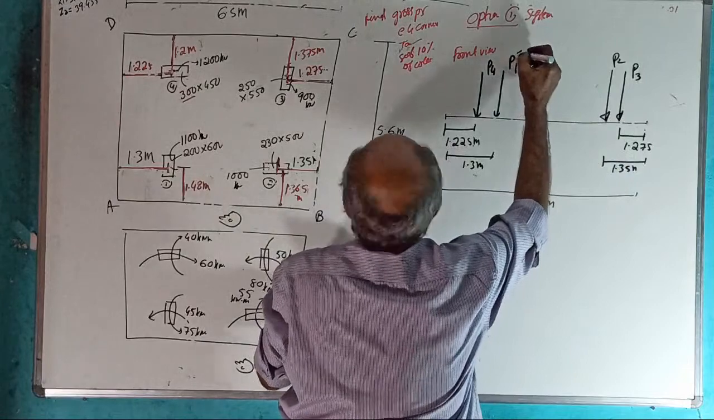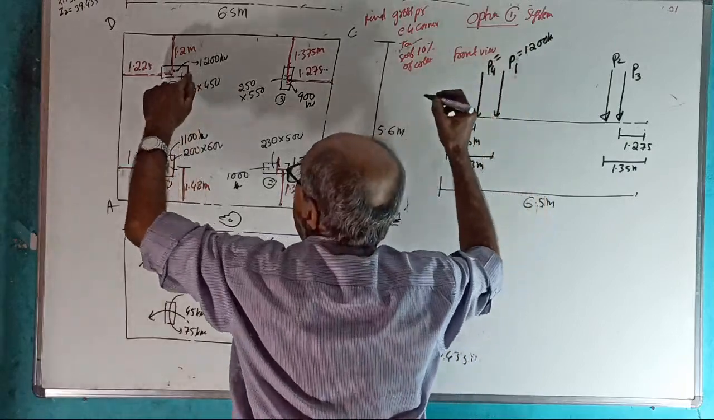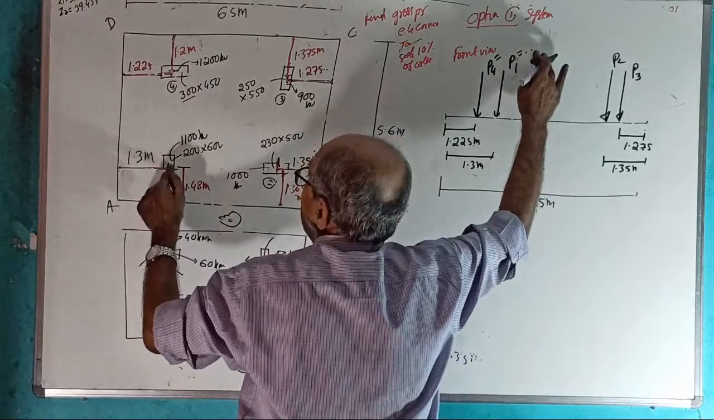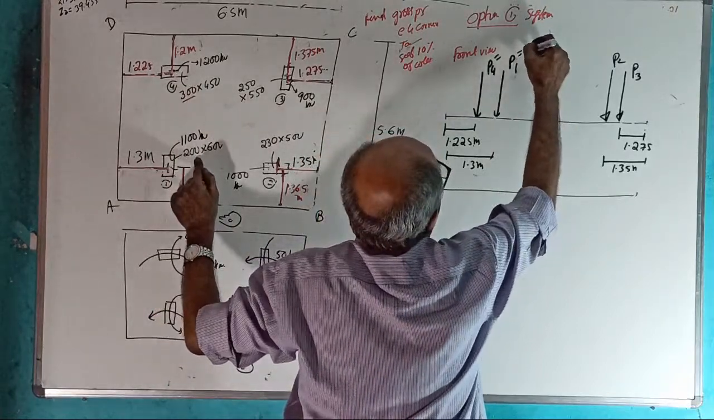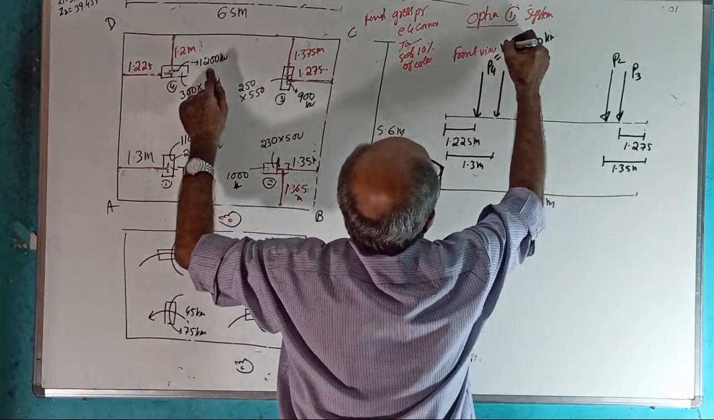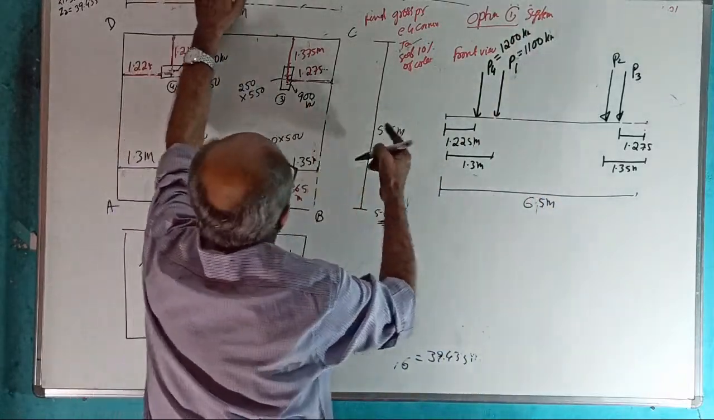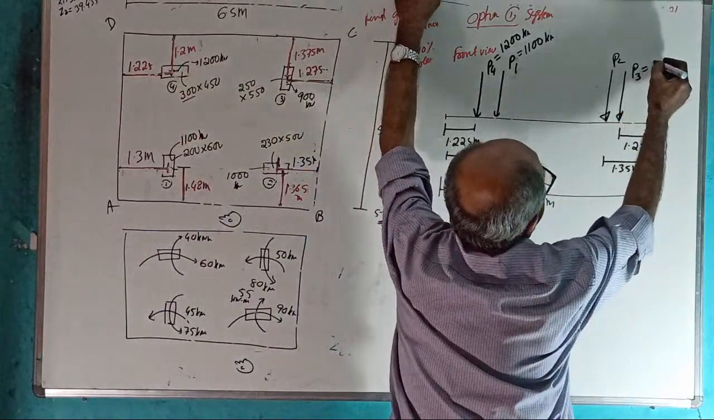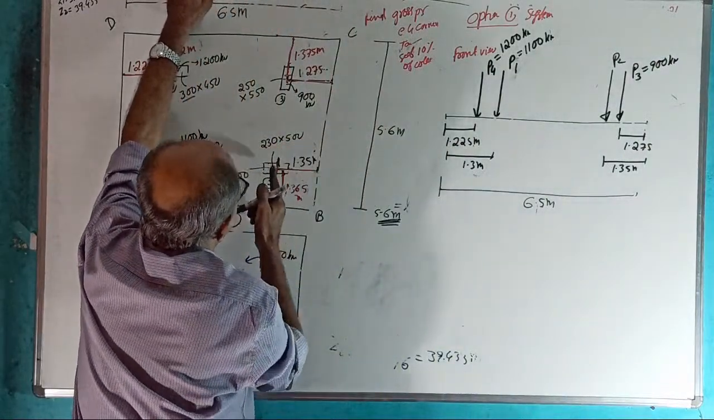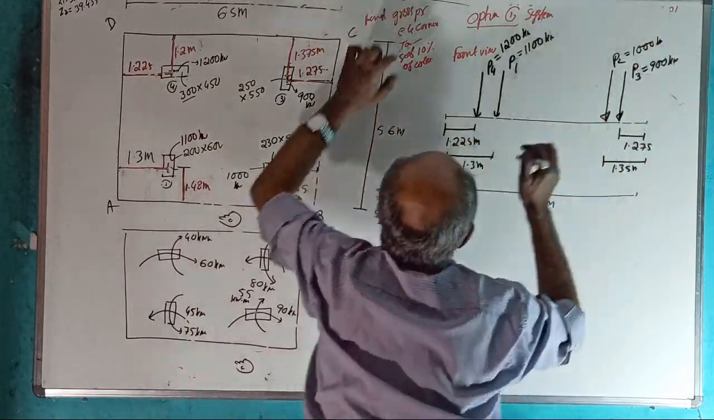P1 equal to 1200 kilonewton. This column, 1.3 meter, 1100 kilonewton. This column that side is 1200 kilonewton. Then from here, first you are seeing P3 from that side. That is 900 kilonewton. 900 kilonewton. Other column, little further this side, is 1000 kilonewton. 1000 kilonewton. Correct, see.